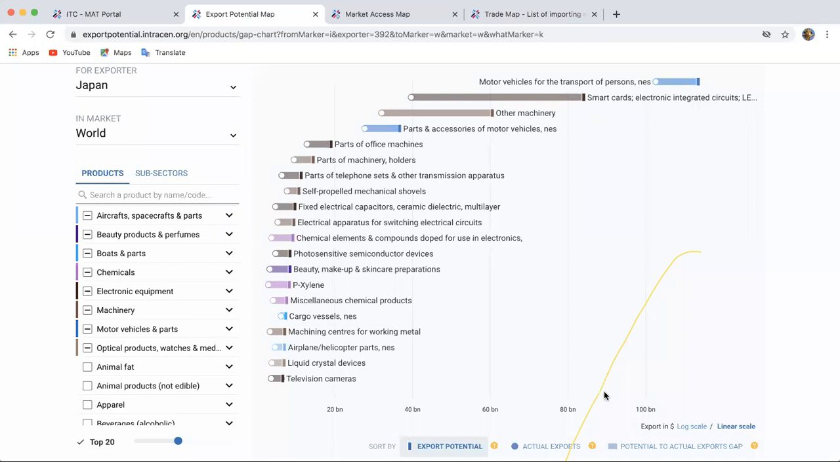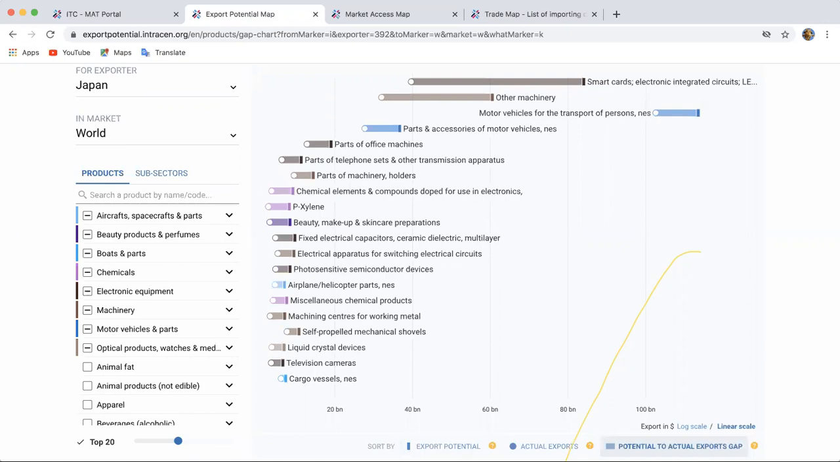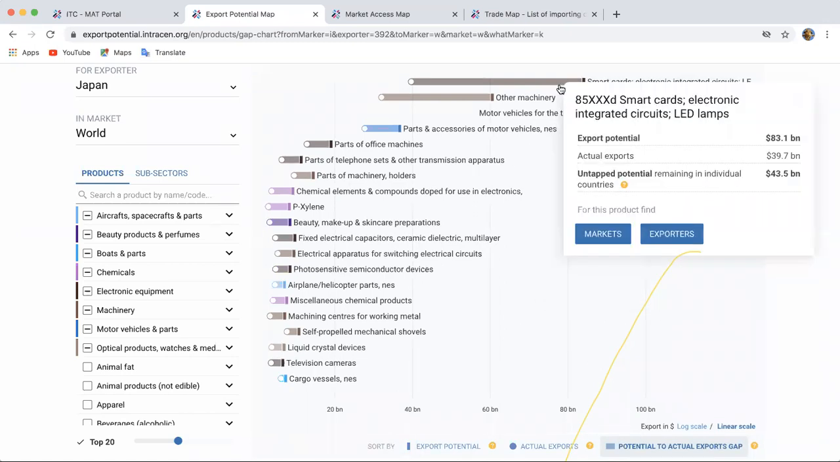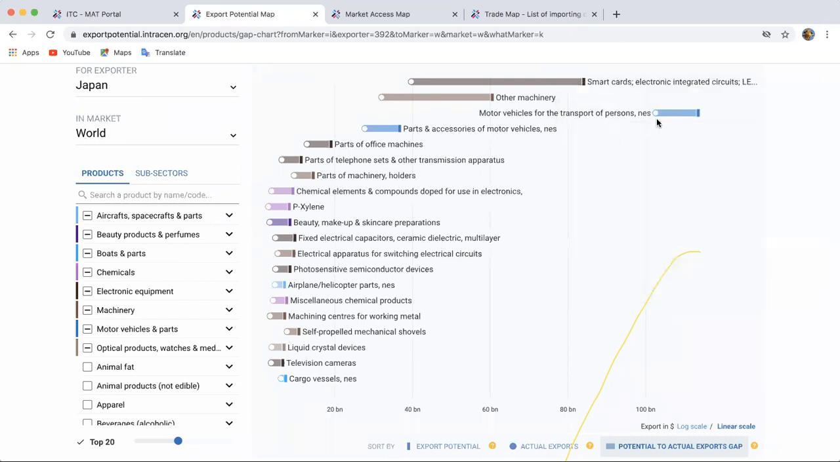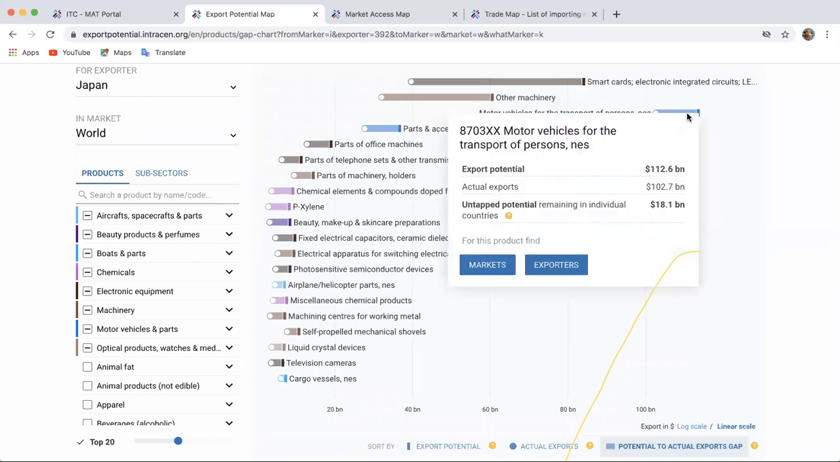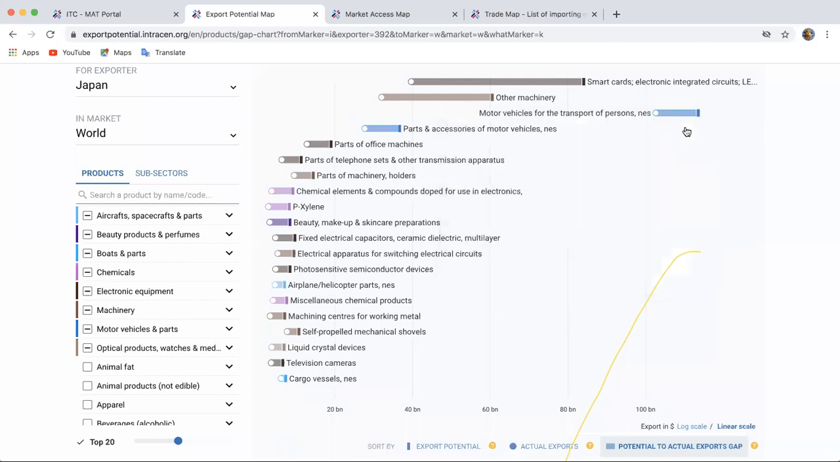So it's also possible to actually rank them differently according to the untapped export potential. And then you see everything moving a little bit, as we can see that this line is much longer. And this one actually shows an untapped potential of 43.5 billion US dollars. Whereas motor vehicles untapped export potential, sorry, it's popping up and down, it only shows 18.1 billion, which is also still a lot of potential revenue, but you can see that it is a different way of reasoning.